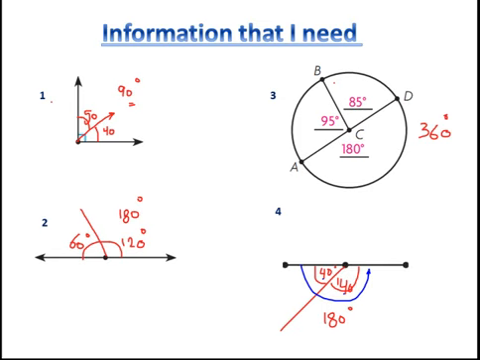The fourth one is similar to the second one, but on the other side. There is a straight angle which measures 180 degrees, and if I separate it into two parts, the first part equals 40 degrees and the second part equals 140 degrees. So the sum of them gives me 180 degrees.